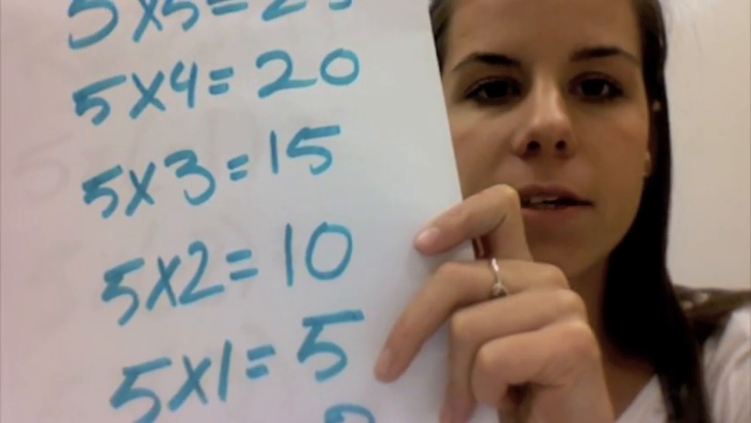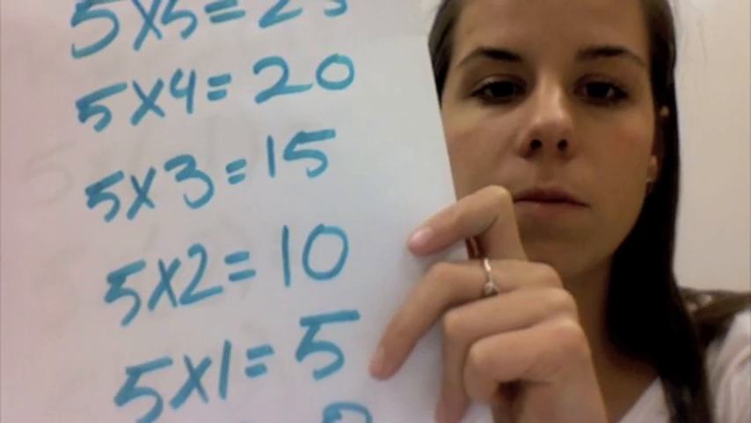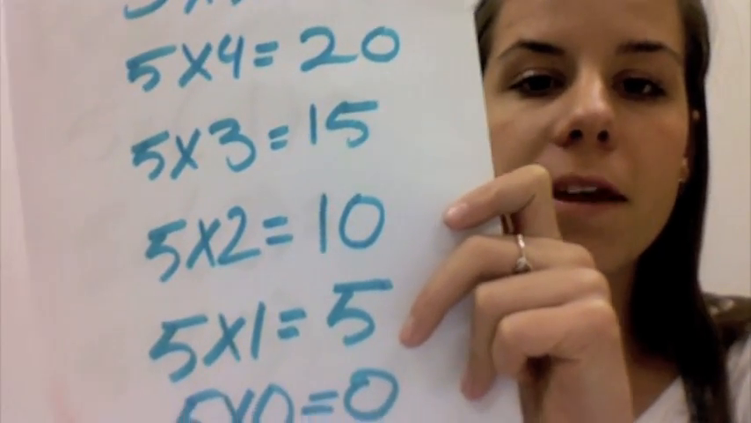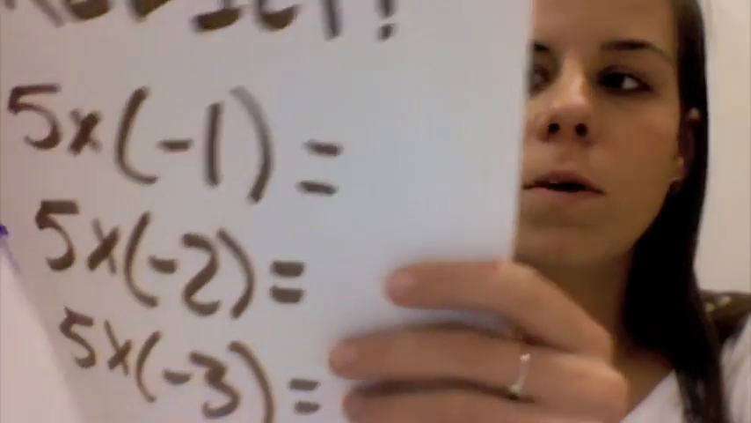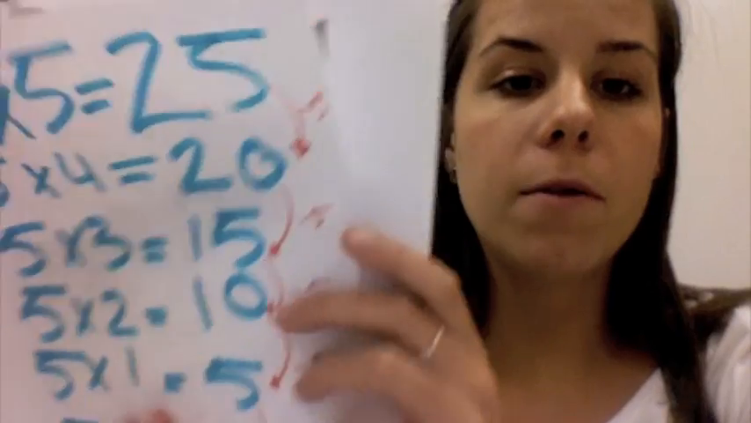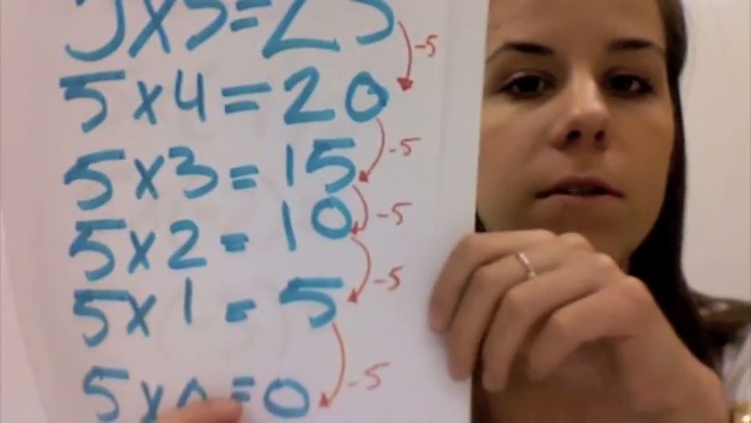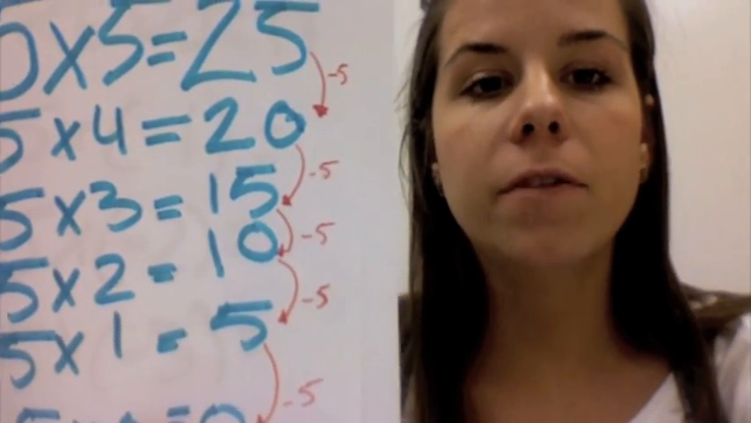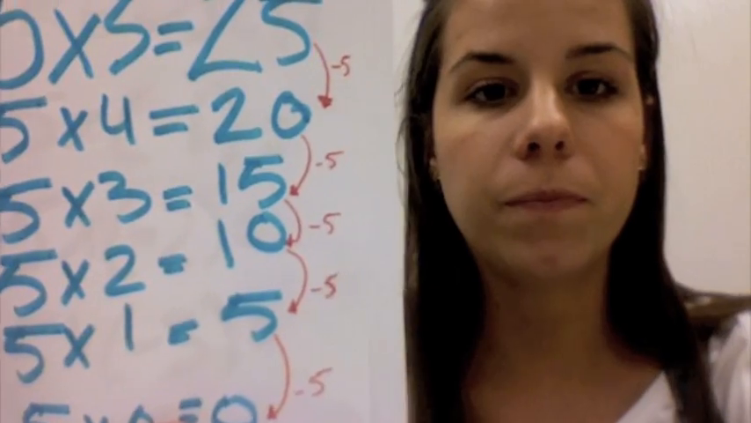The question asks, what do you notice about the products of these equations as the number multiplied by 5 decreases by 1? Think about it for a second. What you may have written down when you were looking for patterns, and one of the possible answers to this question, is that the product decreases by 5 every time the number that's multiplied by 5 decreases by 1.